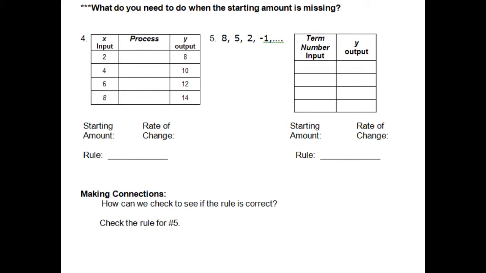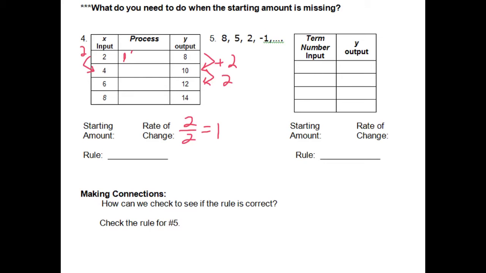Okay, so in our first examples, we were given the starting amount in the table. Well, what do you do if you're not given the x value equaling 0? We've got two ways you can go about it. The first is to use the process rule, the process table. So to do that, we're going to go ahead and find our rate of change, which in the y column it's changing by 2. In the x column, it's also changing by 2. So our rate of change is 2 over 2, which equals 1.